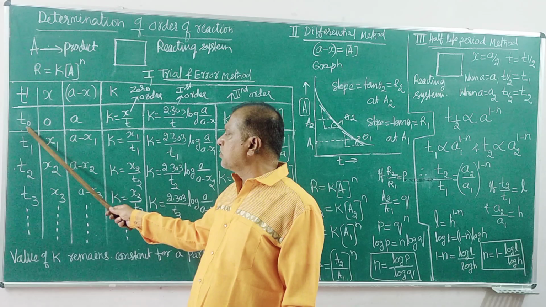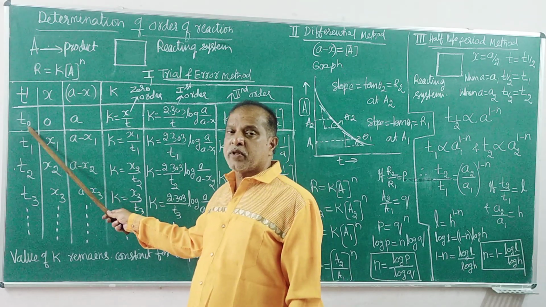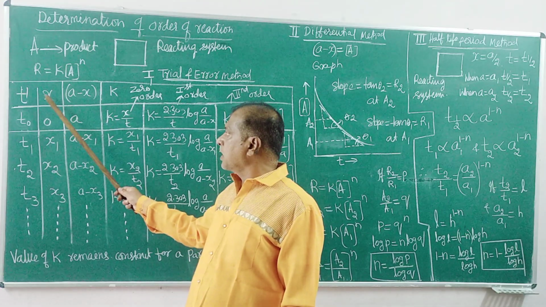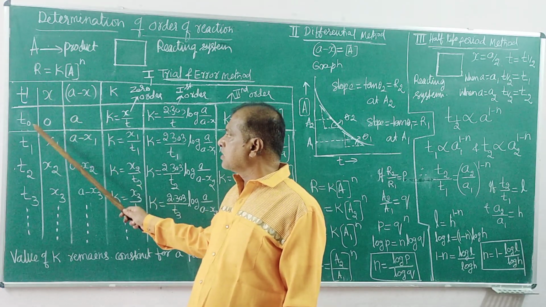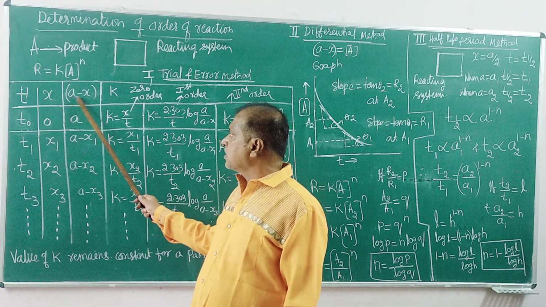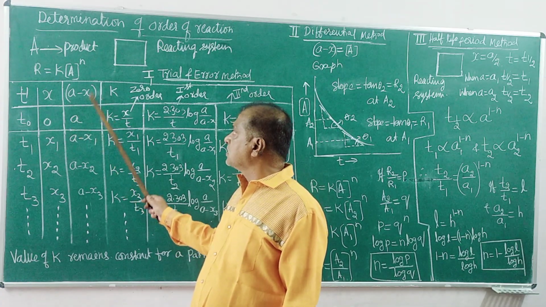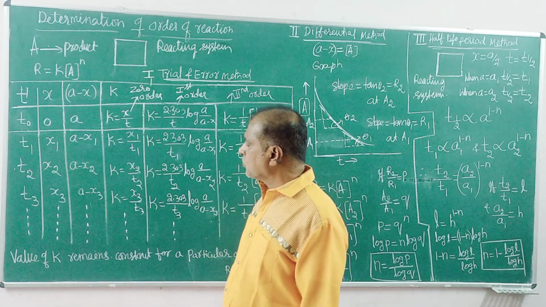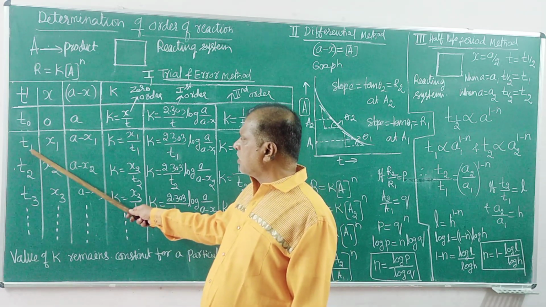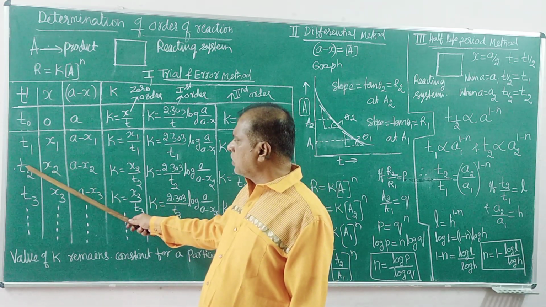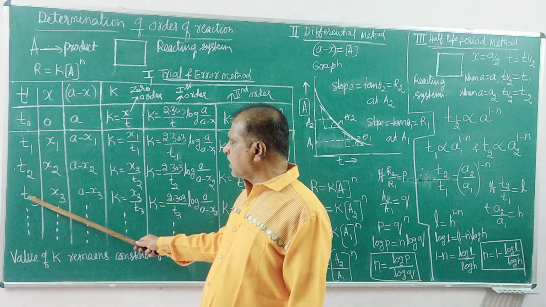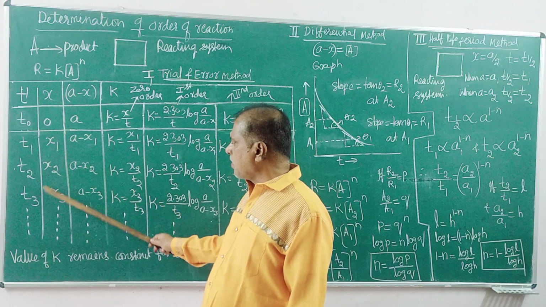The t equals 0 means at the commencement of the reaction there is no change in concentration. Reactant is not yet reacted, so x is 0 and the concentration a minus x is a, that is the initial concentration of the reactant a. These values should be known. At every time t1, t2, at regular intervals, after t1, after t2, after t3, record the corresponding values.